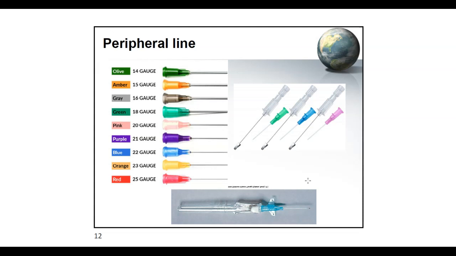But ideally, you want a 20 gauge. So again, also look at your patient. Is it really realistic to put an 18 gauge or 20 gauge when their veins are very tiny and very sensitive and can basically burst quite easily? So again, take that into consideration when choosing the size of your peripheral IV.